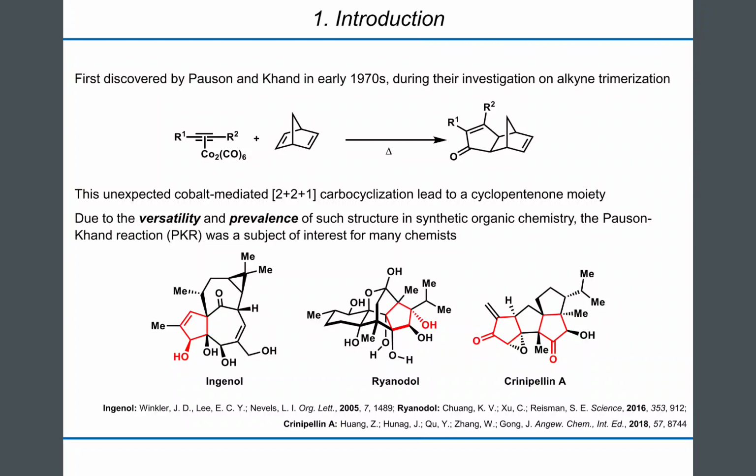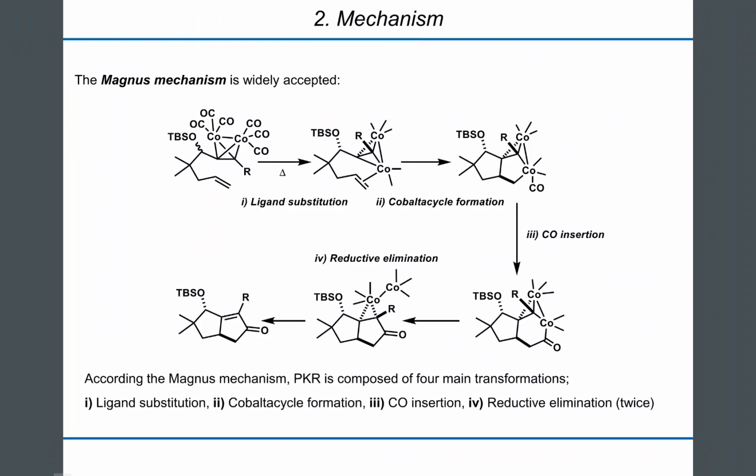These are selected total synthesis examples where the Pauson-Khand reaction was used to build the highlighted parts of the final natural product. Now, let's talk about the mechanism of the Pauson-Khand reaction. The exact mechanism is still ambiguous, but the Magnus mechanism is widely accepted. The starting material is this alkyne dicobalt hexacarbonyl complex, the adduct of alkyne to dicobalt octacarbonyl.